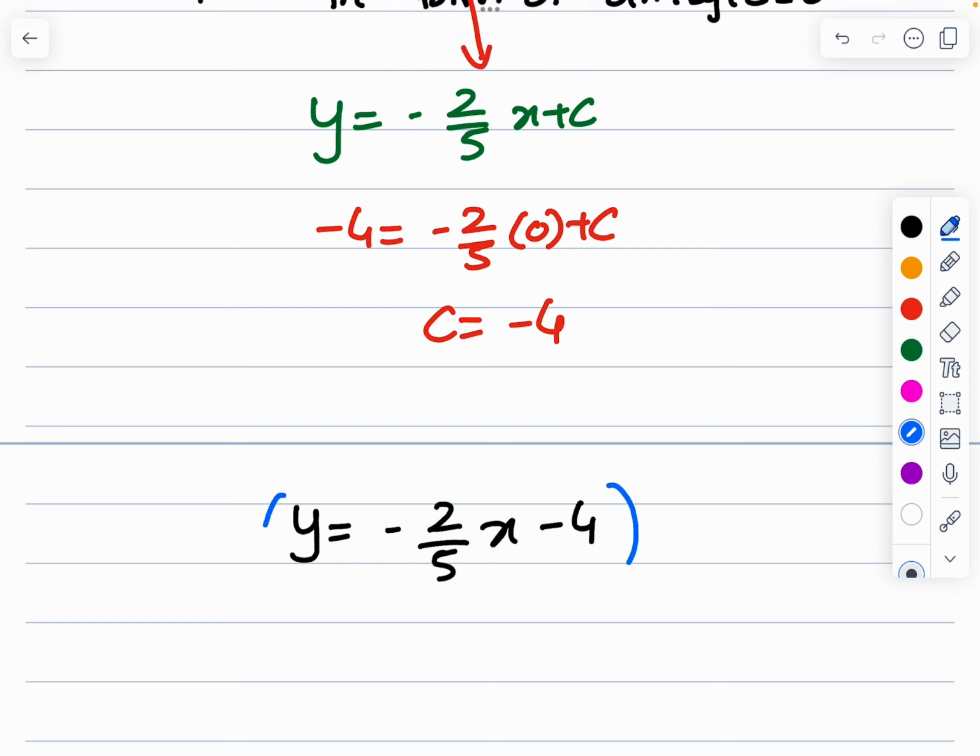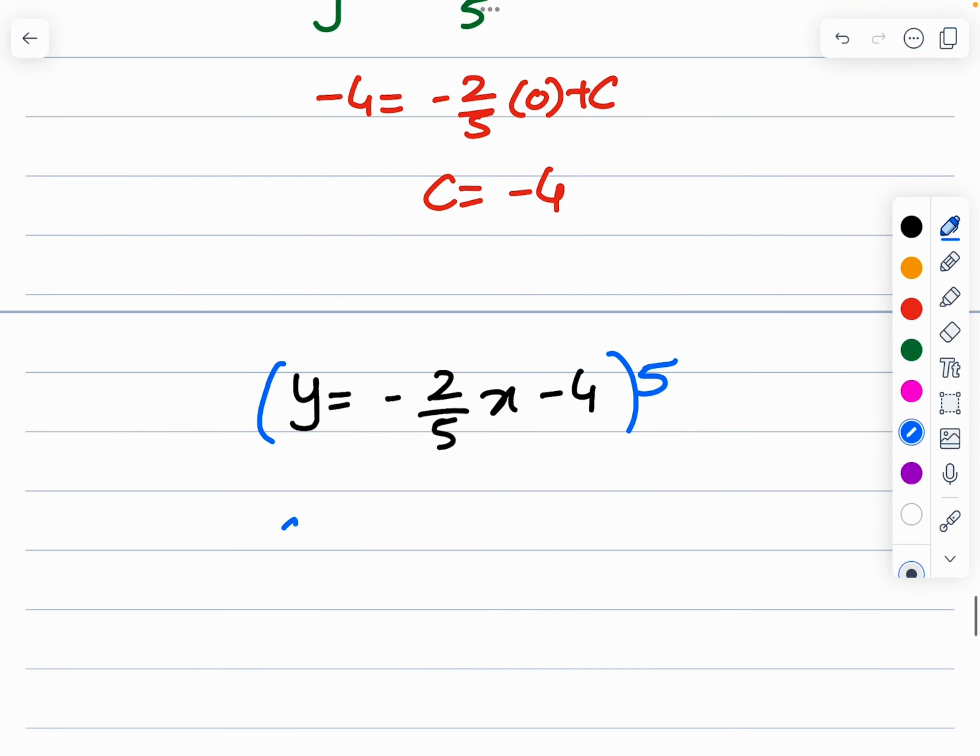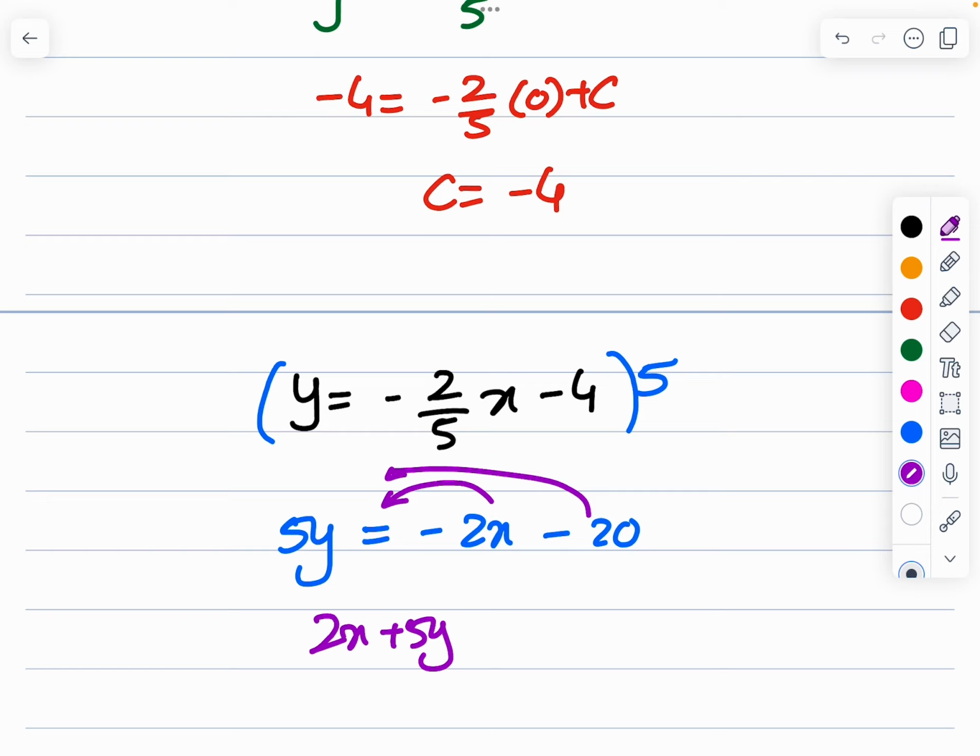I want to get rid of the denominator. Multiply by 5. 5y equals negative 2x, negative 20. Bring negative 2x to the other side, negative 20 to the other side. 2x plus 5y minus 20 equals 0.